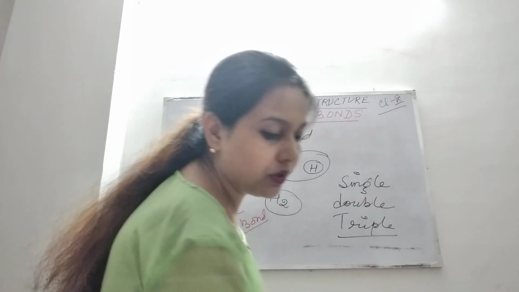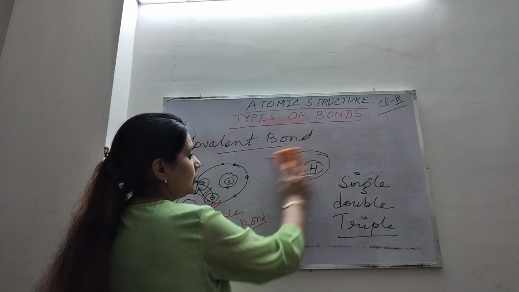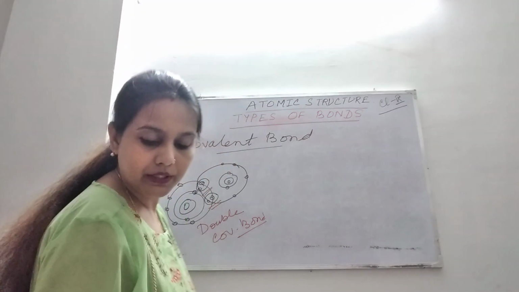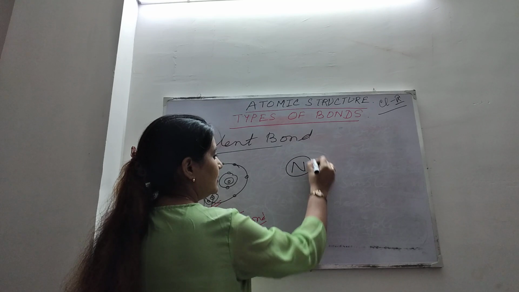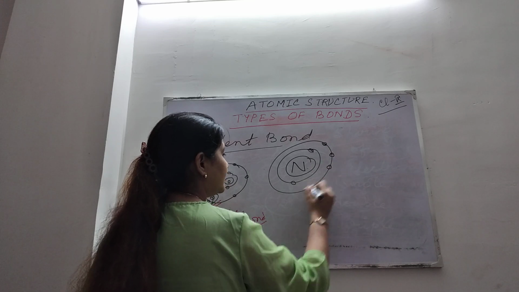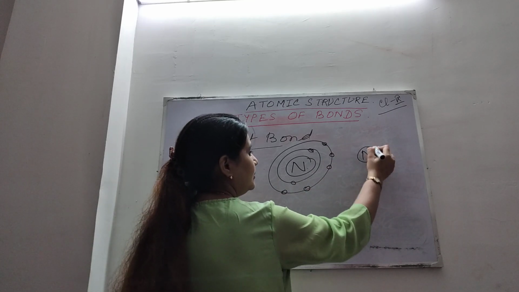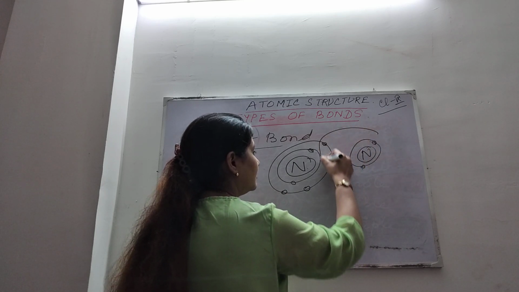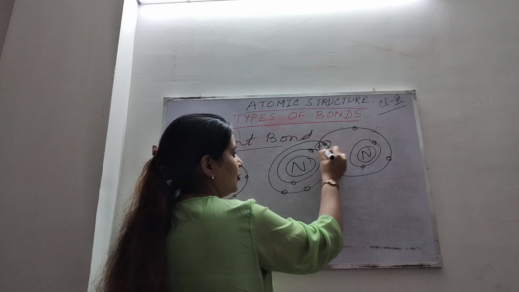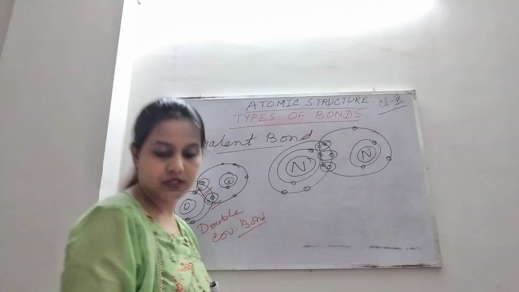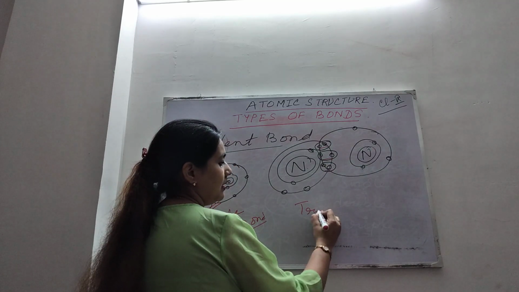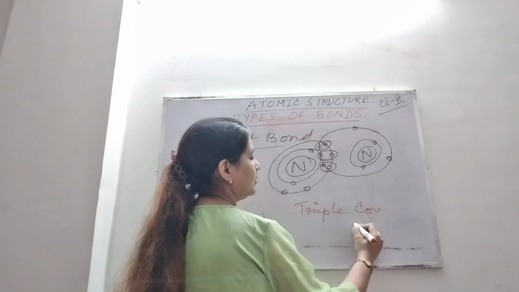If I talk about a triple bond, you can talk about nitrogen. Nitrogen is a very good example of a triple covalent bond. Nitrogen, what is the configuration? It has 5 electrons in the valence shell. And nitrogen here will also have 5 electrons in the outermost shell. It forms 3 electron bonds. There is sharing of electrons. 3 electrons are being shared here. Hence it is a triple covalent bond.